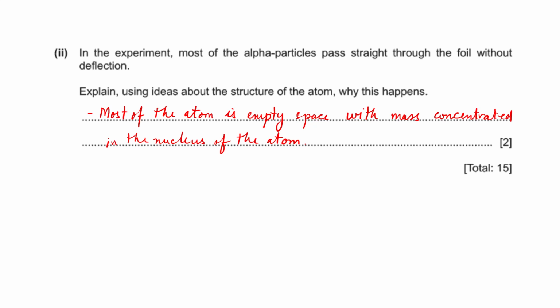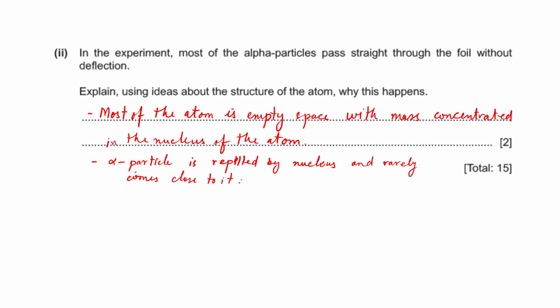So this is one point we can write, and if it is for 2 marks, we can write the second point as: alpha particle is repelled by the nucleus and rarely comes close to it. So the probability of coming close to a nucleus is rare. So this is how we are going to write our answer.